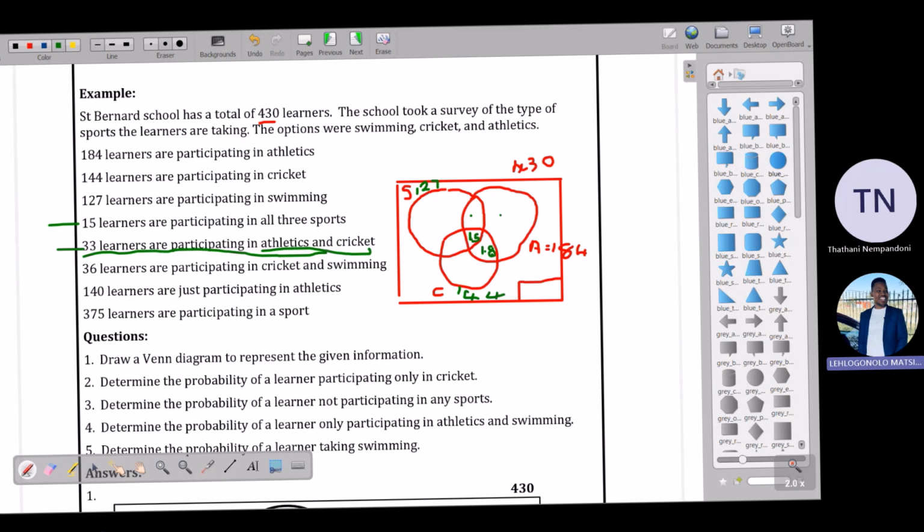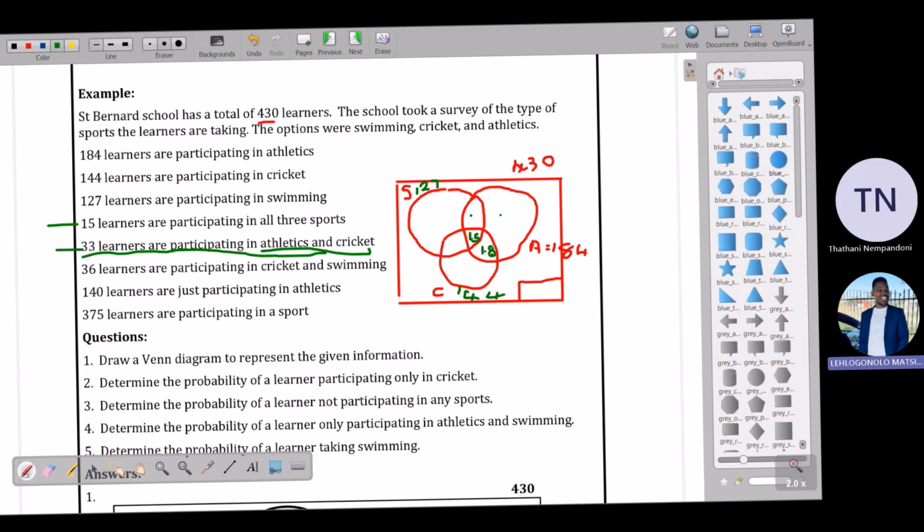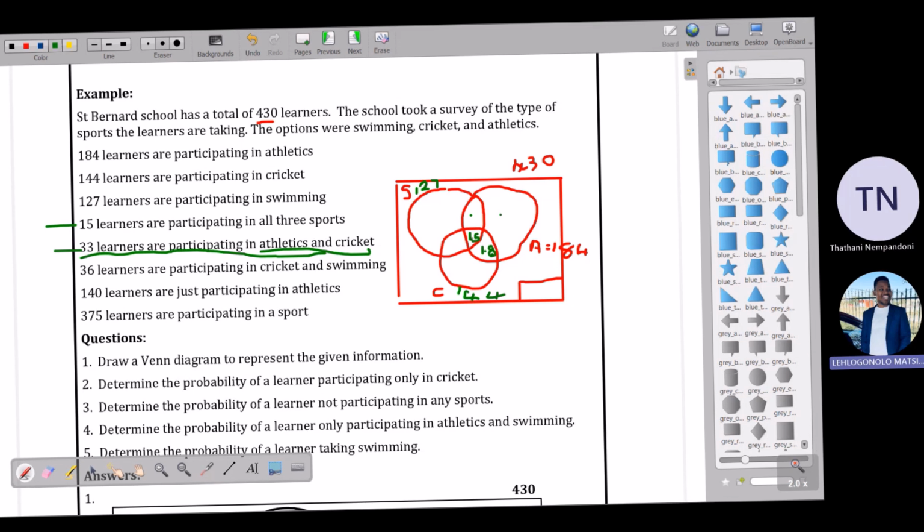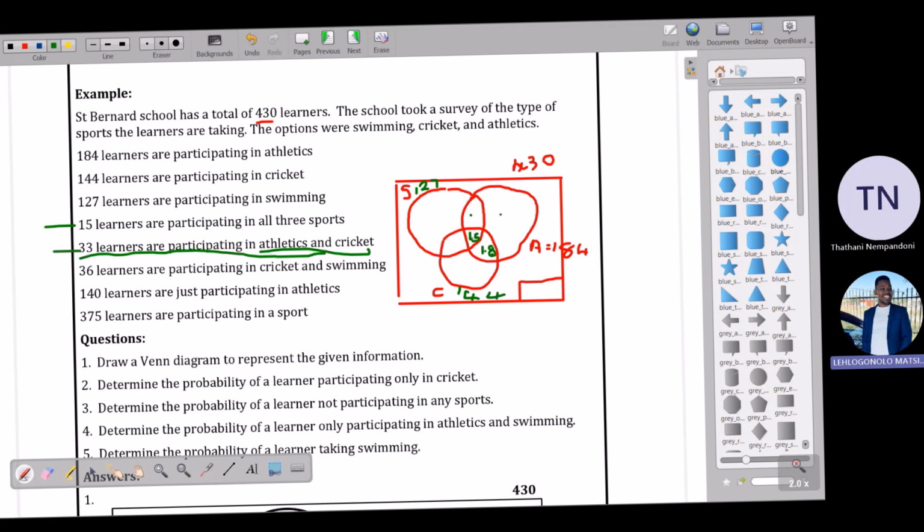Remember, Warren, if learners are doing 3 sports, they are 15. And if they check, those who are doing athletics and cricket, move one side. So you find that the learners doing athletics, cricket, and also swimming are forming part of what? Athletics and cricket, because they are falling within. That is why the total learners are 33, and then they are shared among those who are 15 and those who are 18. Let's go to the next stage.